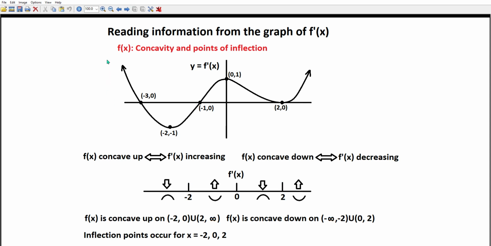Okay, so we can see that we are decreasing until we get to minus 2. We are increasing until we get to 0.